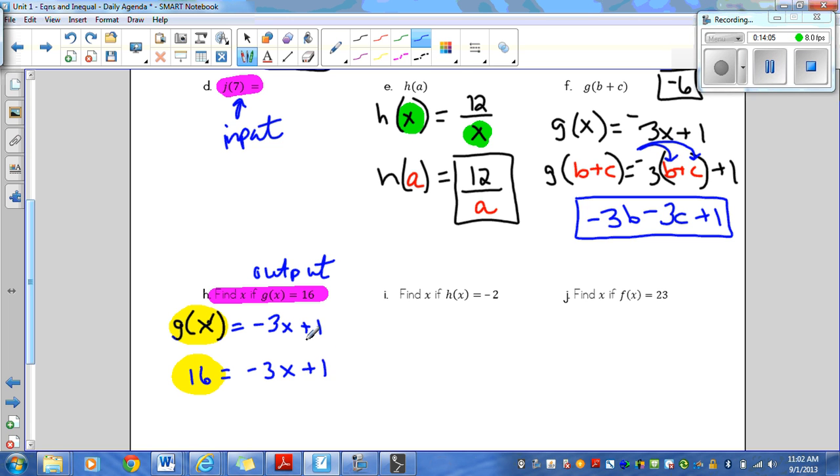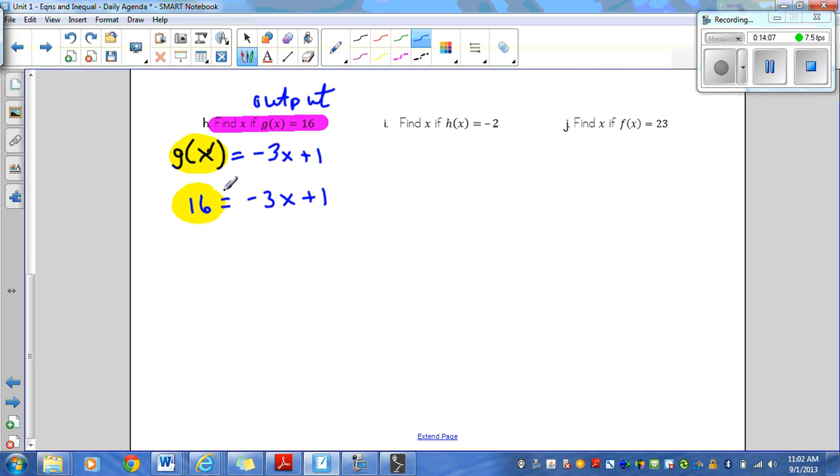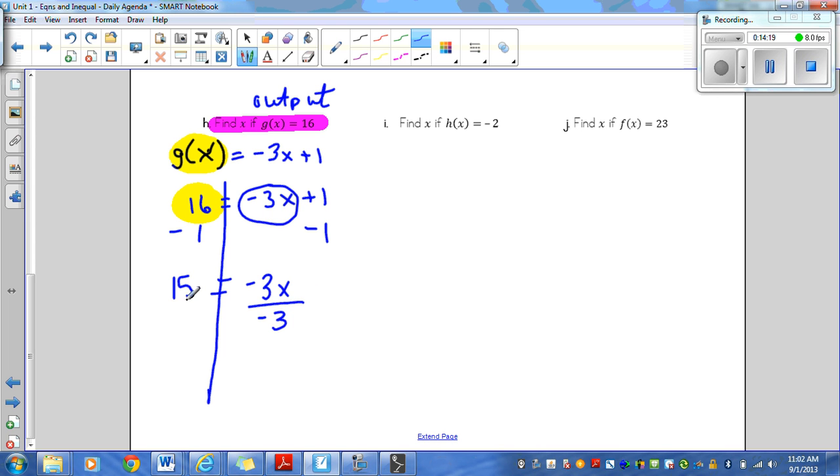Okay, and then you can solve this just like any other normal problem where you're solving for a variable. You circle, you draw your line, you minus 1 on both sides. You get 15 equals negative 3x. You divide both sides by negative 3. You get negative 5 equals x, and you're done. You figured out what variable works. When you plug it in for x, you get out 16.